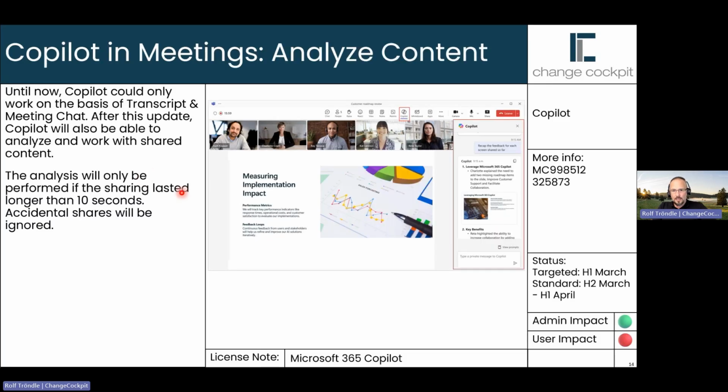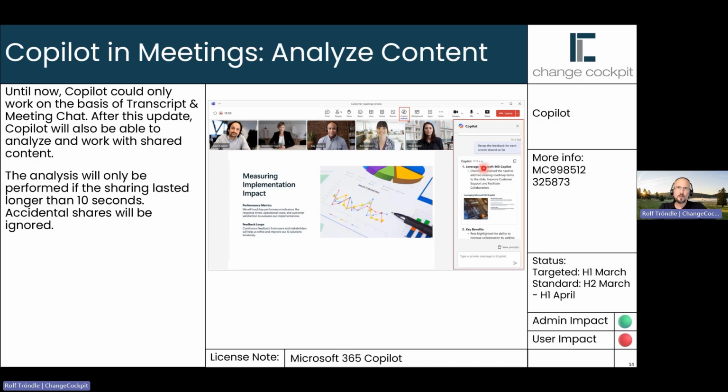Then, until this change was rolled out for analyzed content, Copilot had access to the meeting content regarding what is being spoken, so the meeting transcription and also the meeting chat, but it had no idea about the shared content. Now Copilot can access all shared content within the meeting.